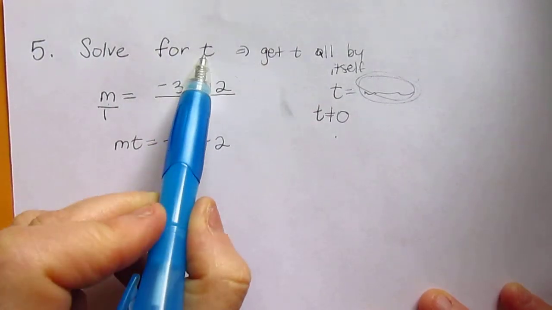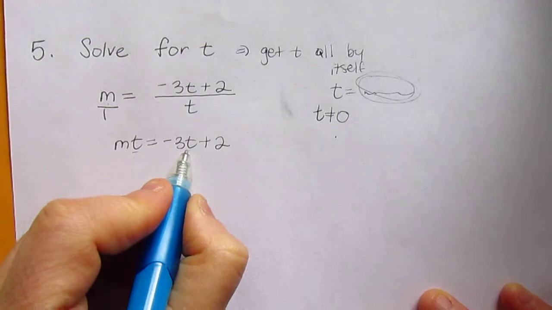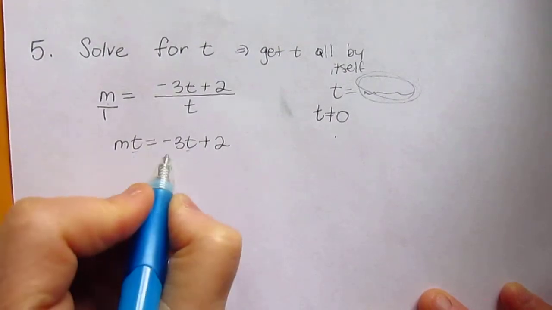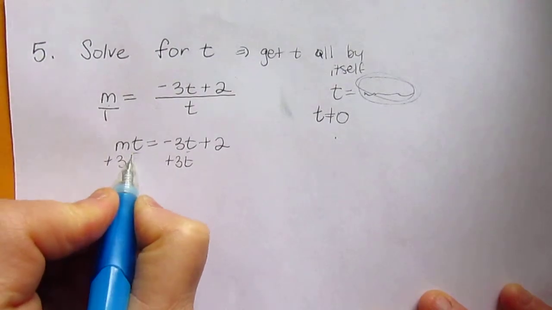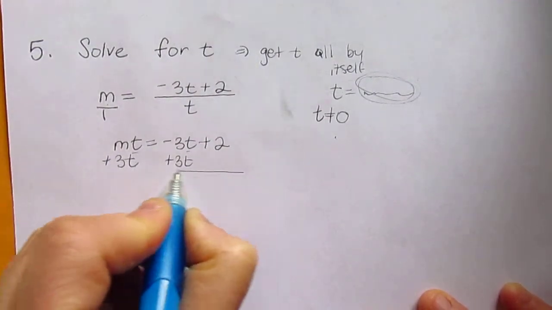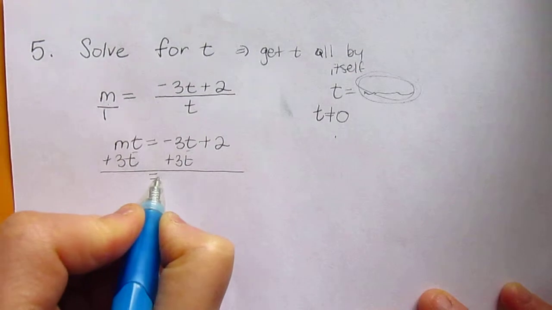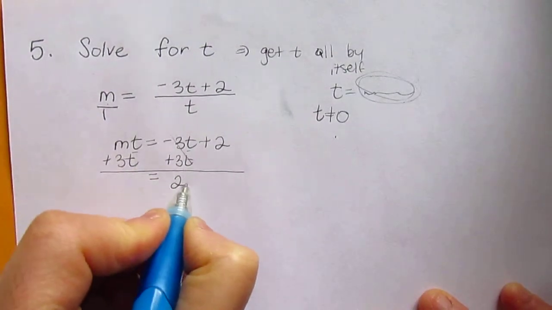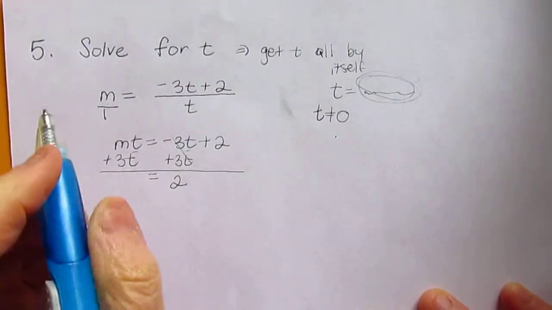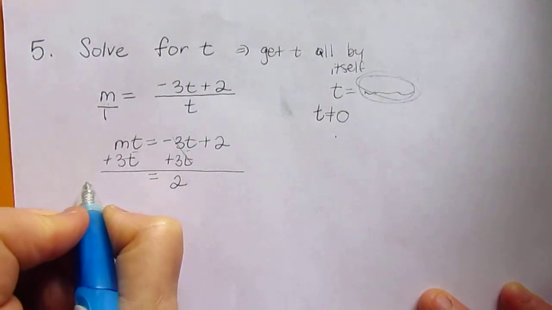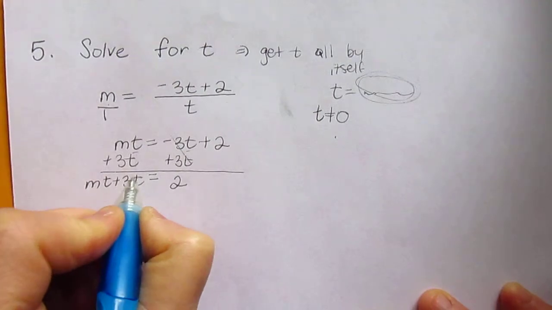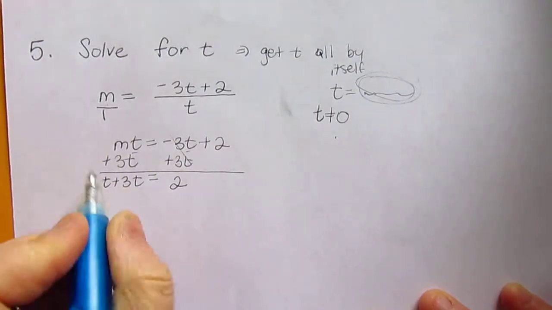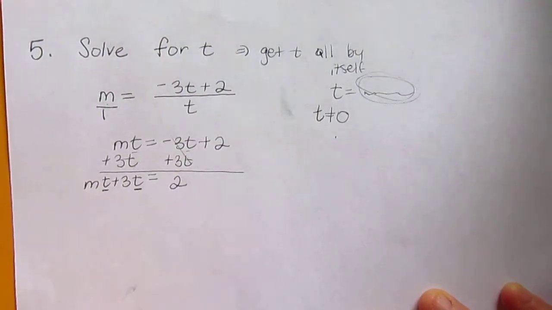Okay, what were we doing? We're solving for t. So I've got to get the t's on the same side. It might be easier for me to go plus 3t on both sides. These are like terms in t. Let's do the easy stuff first. The right side is 2. This is mt plus 3t. I've got the t's together on the same side.